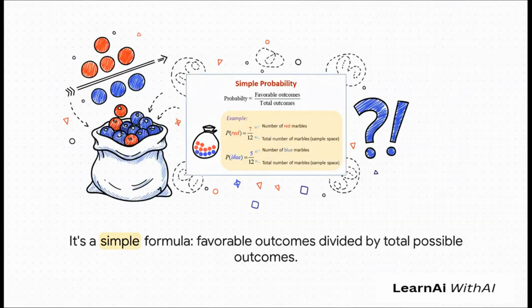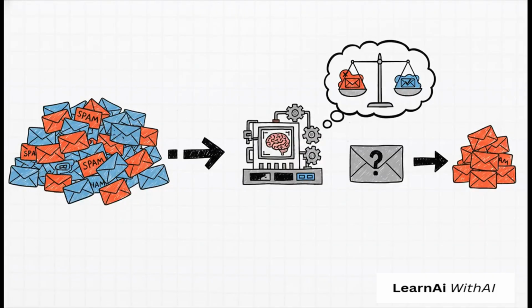Imagine a bag with 12 marbles, and 7 of them are red. The probability of picking a red one is just 7 out of 12. It's the number of ways you can get what you want, divided by the total number of things that could possibly happen. Simple, right? And that's exactly the logic naive Bayes uses.